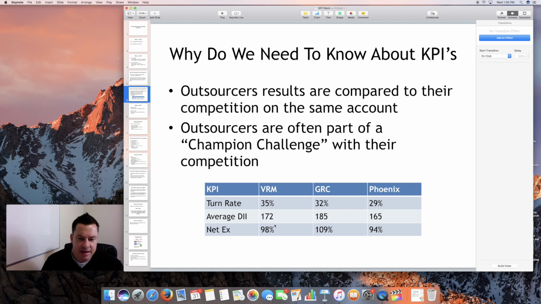So in this example, I just put the KPI here, turn rate, average days in inventory, that's a DII, and you'll get used to all of these acronyms, but days in inventory is DII. Net X, also known as net recovery. So VRM, Green River, Phoenix, and you can see them stacked up right against each other, okay?